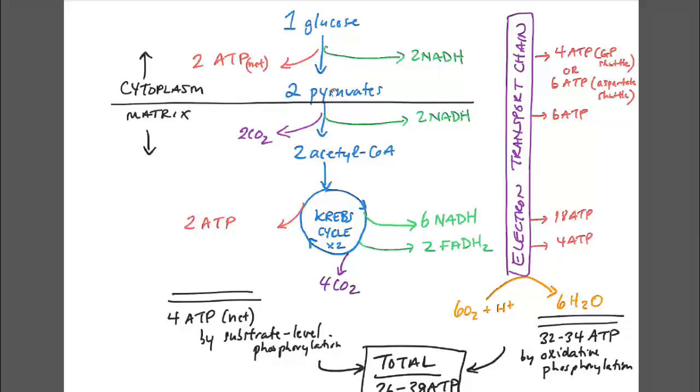If you have oxygen available, you transport the pyruvate into the matrix of the mitochondria. If you don't have oxygen available, the pyruvates will run through fermentation. So keep that in mind. This is the aerobic pathway when oxygen is available. So what do we get? Well, from our pyruvate, 2 pyruvates convert to 2 acetyl-CoA.